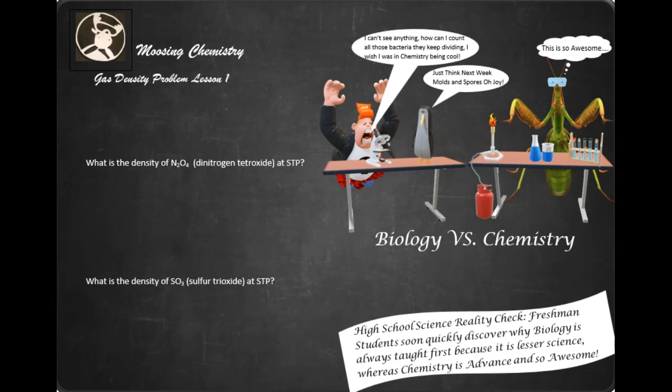Chemistry, Gas Density Problem Lesson 1. In this particular lesson, we're going to look at two gas density problems. The first problem: what is the density of N2O4, dinitrogen tetroxide, at STP? And the second problem is: what is the density of SO3, sulfur trioxide, at STP? Well, these problems are actually pretty simple.